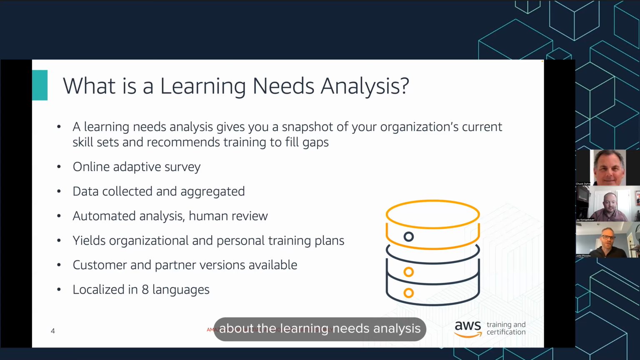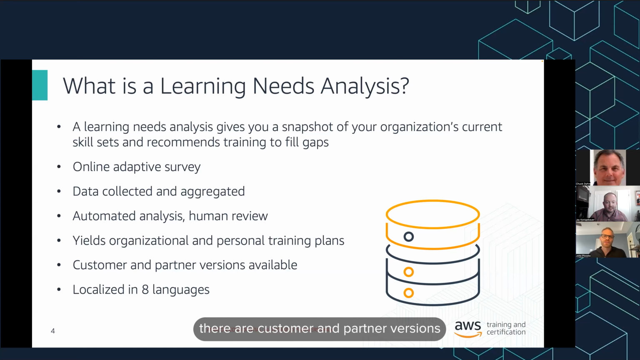What's really interesting about the learning needs analysis is it's able to produce a complete learning plan that involves organizational recommendations of where the organization should go toward. It also is able to provide personalized training plans for those teams, and ultimately recommendations that the individuals in those teams will be consuming.